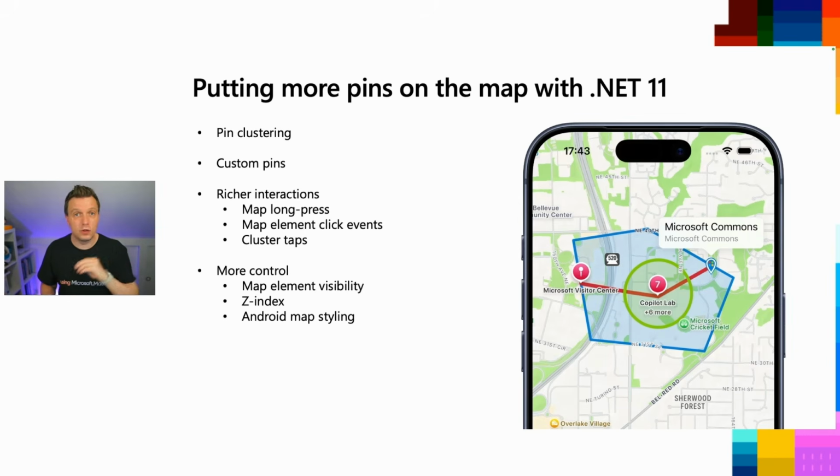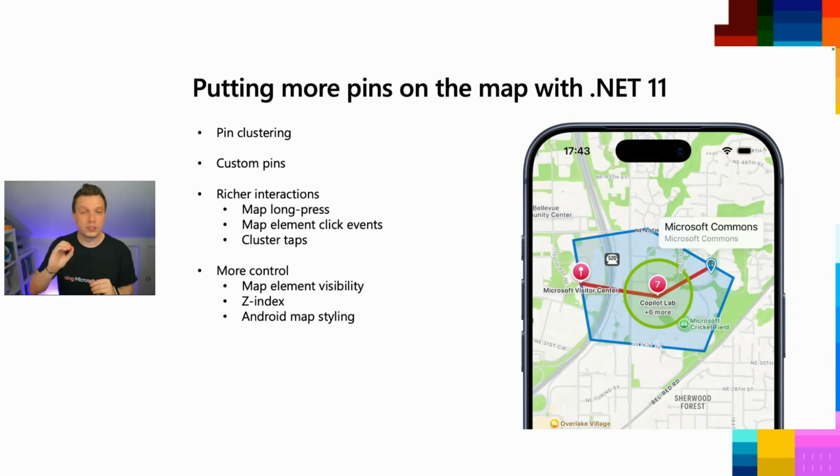Custom pins also: right now you had to do custom handlers, which is easy to do in .NET MAUI, but if you don't have to, that's great. So custom pins is now just you specify an image source, and boom, you have a custom pin. You can see it down there with the little callout sign with Microsoft Commons. That is a custom pin that has been implemented through this new API. Richer interactions: you can do a map long press. You can click on map elements, so you can see the little polylines there, the circle and whatever that shape is. You can click on those and actually execute some code depending on that click. And then, of course, the clusters, you can also tap on those.